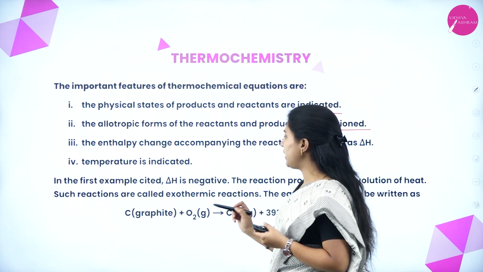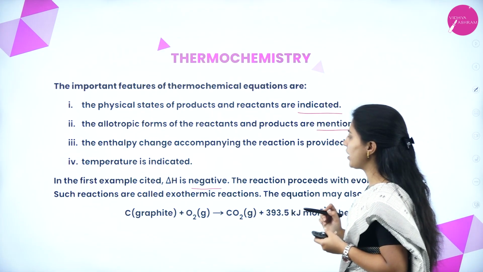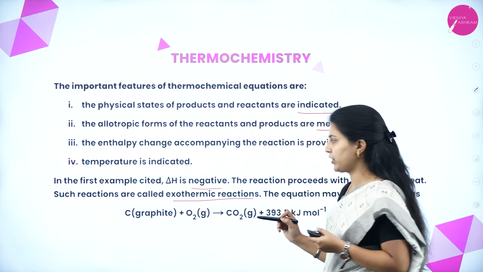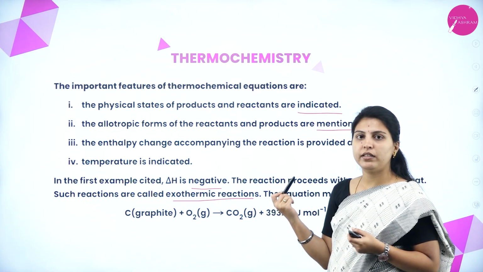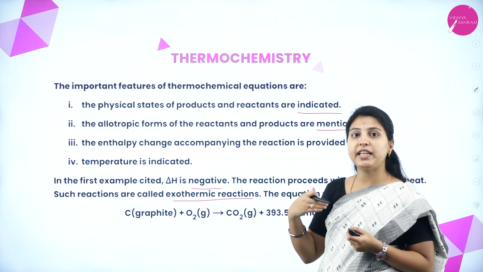In the first example cited, delta H is negative. The reaction proceeds with evolution of heat. Such reactions are called exothermic reactions. In the earlier carbon reaction, it is an exothermic reaction, meaning heat has been evolved from the reaction.